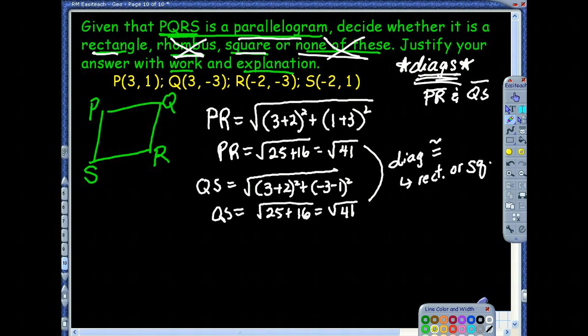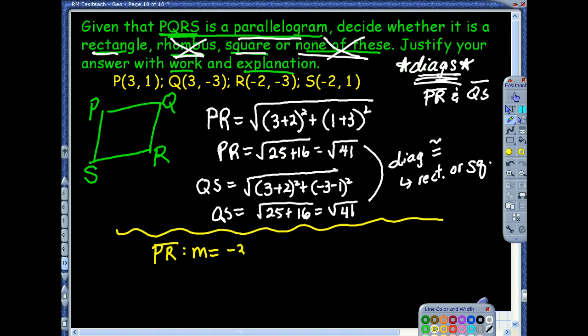So now let's see if the diagonals are perpendicular, because that's true of rhombuses. Starting with PR, if I'm trying to find the slope, I'm going to take negative 3 minus 1 over negative 2 minus 3. So negative 4 over negative 5, so 4/5.